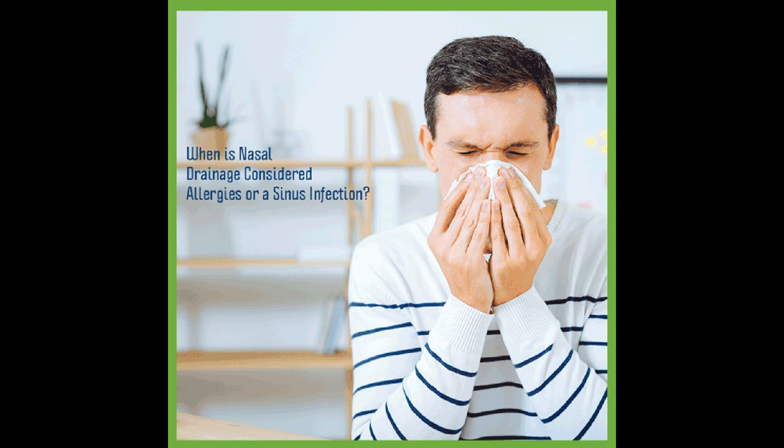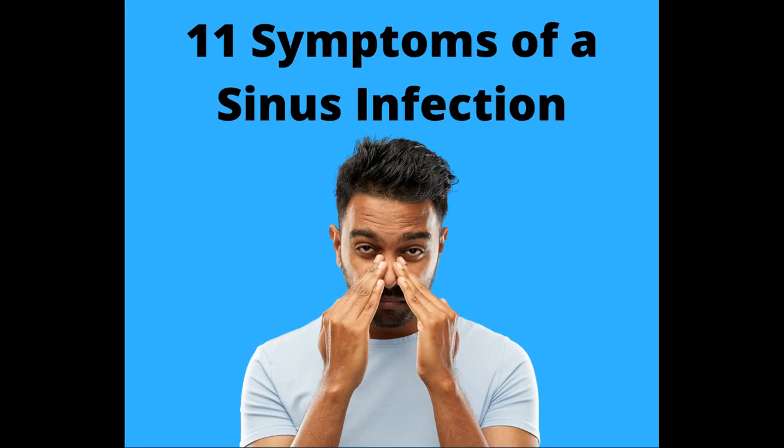Discharge characteristics: thick and purulent versus thin and watery. Sinus infections, also known as sinusitis, typically present with a discharge that is thick and often purulent, which indicates a possible bacterial infection contributing to inflammation and blockage of the sinuses. The color of the mucus in sinus infections can be green, yellow, or white. On the other hand, a cold commonly caused by a virus usually produces a thin and watery discharge.